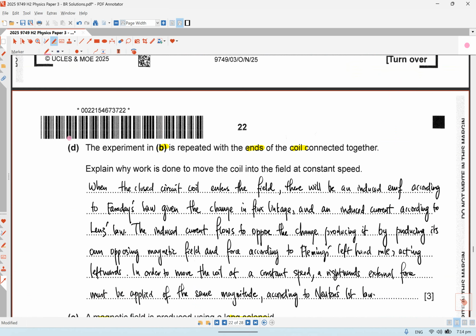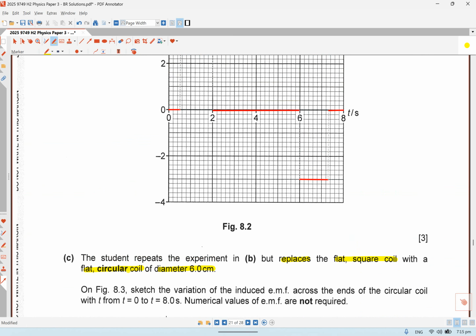So when this closed circuit is going to enter the field, you will first have an induced EMF because there's a change in flux, according to Faraday's law. But now, because it's a closed circuit, you will have an induced current, according to Lenz's law. And you know, induced current always flows to oppose the change. So it creates its own magnetic field, magnetic force. That means from Fleming's left-hand rule, the force must be acting in the opposite direction to the motion.